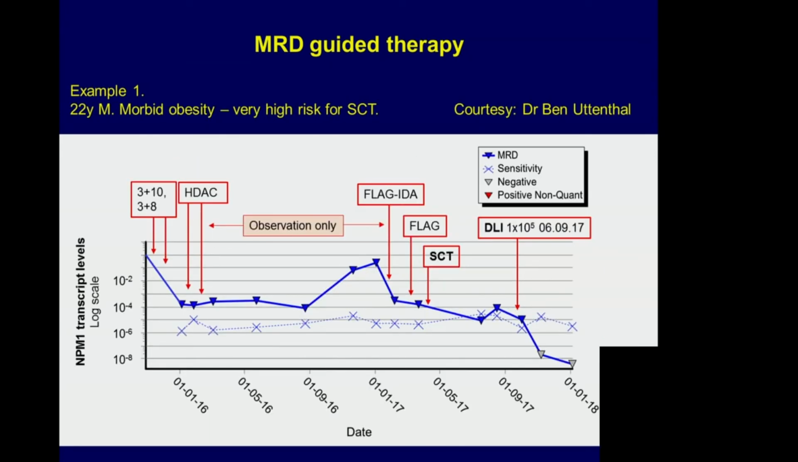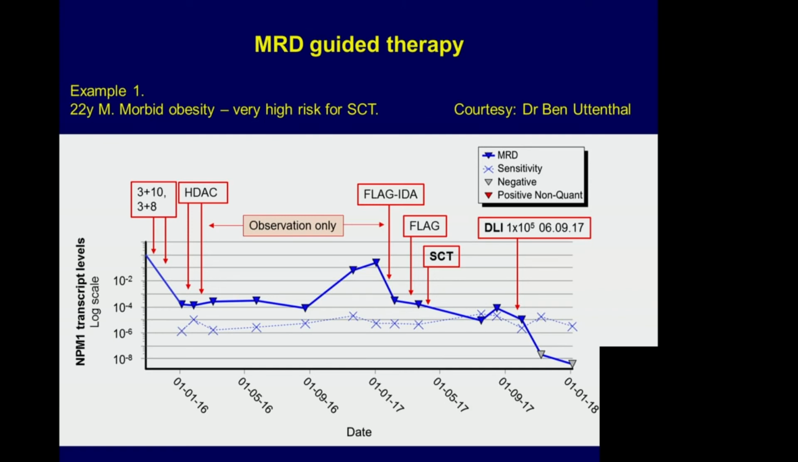The second patient was a transplant candidate. It's a 22-year-old male, but in contrast to the other patient, this one had significant comorbidities. He had morbid obesity. The transplant consultants reckoned that he had up to a 50% chance of transplant-related mortality. So in this case, the patient was not sent for transplant in first complete remission.